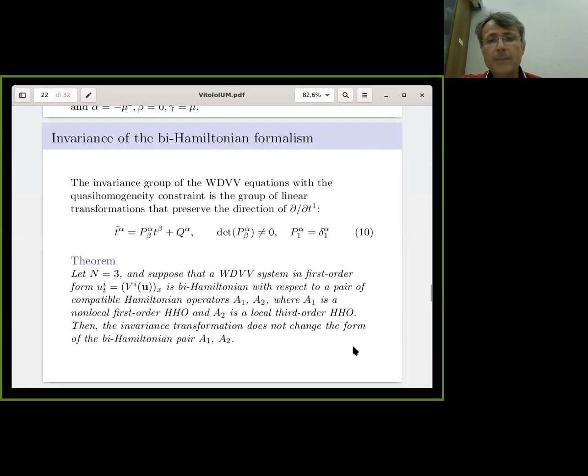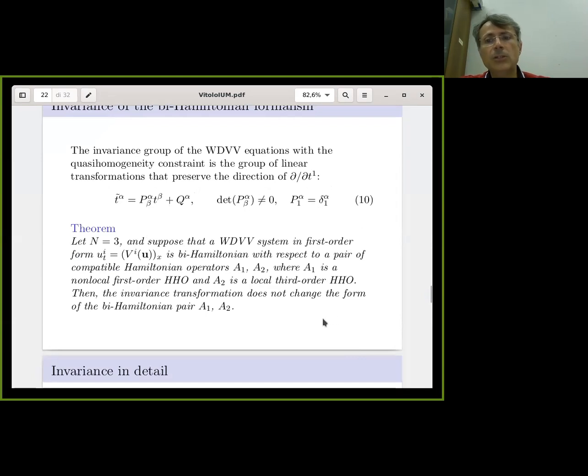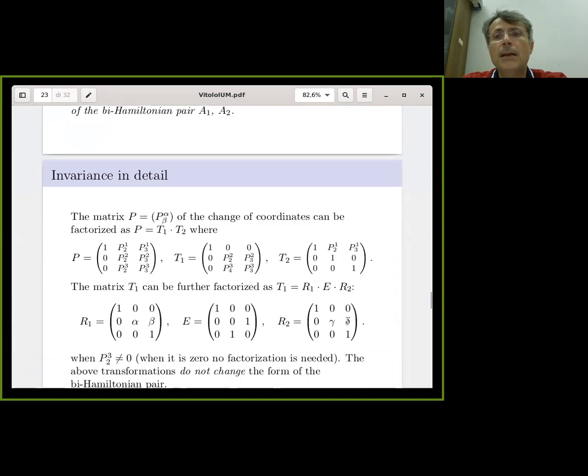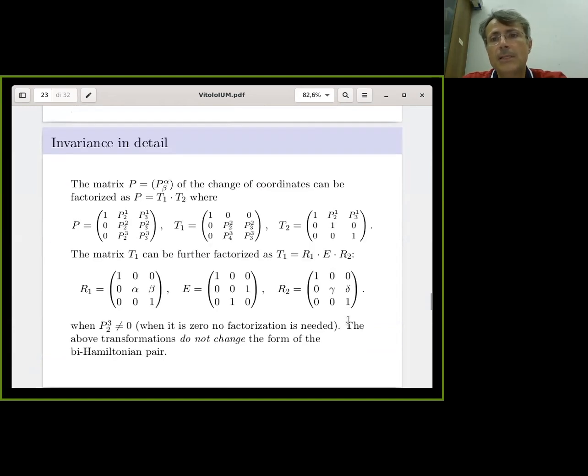And it must be said that the invariance transformation does not change the form of the bi-Hamiltonian pair. So what is non-local remains non-local, what is local remains local. And what is a third order operator in canonical form remains a third order operator in canonical form. And this is not so trivial to prove. Well, it was proved in a paper by Gianni Ferraponto, Maxim Pavlov, and me some years ago. I think 5 years ago.